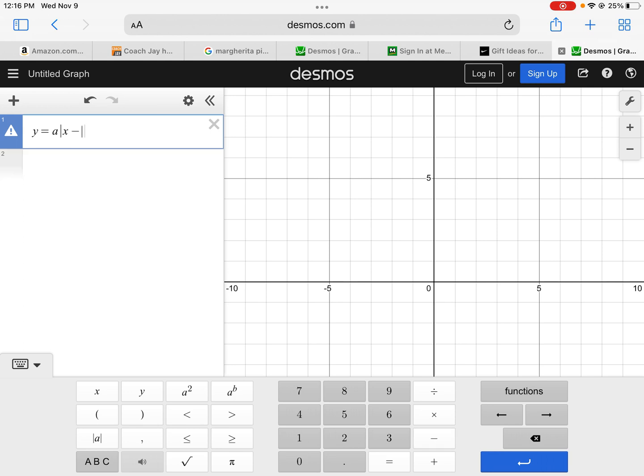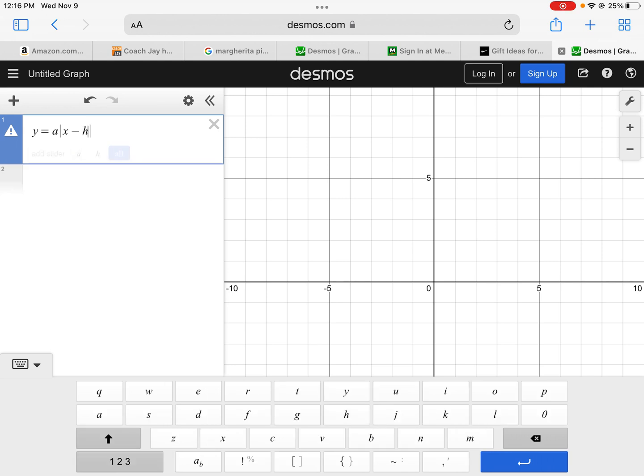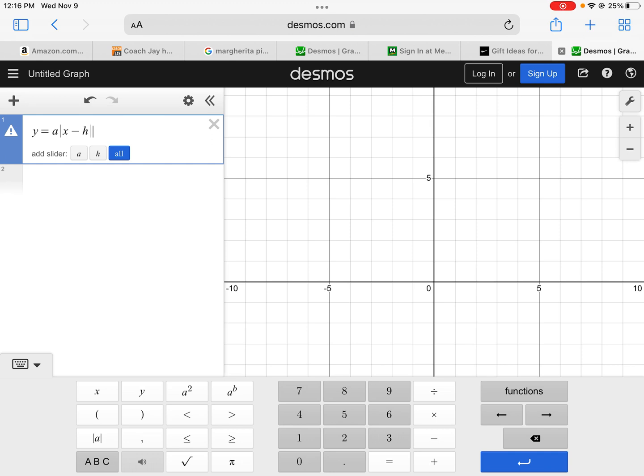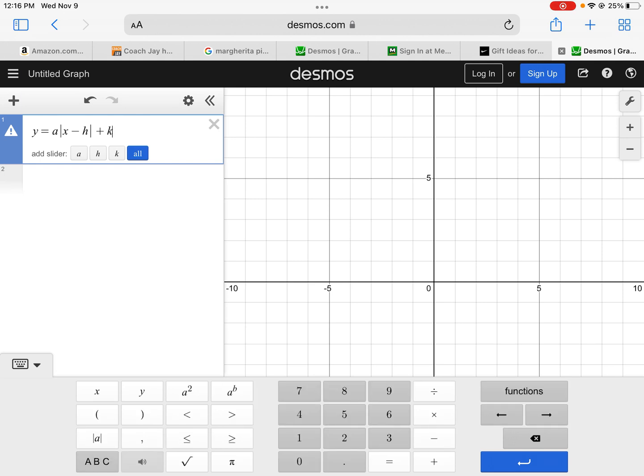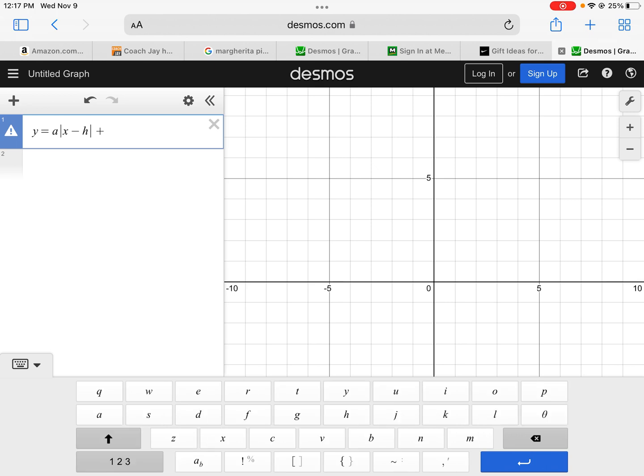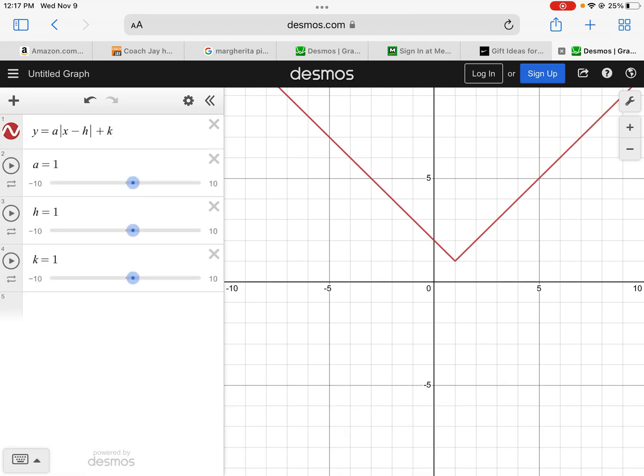And then I would type in x minus, go back to your keyboard of h, and then plus k. Make sure that plus k is outside of the absolute value bars. One way that you can do that is you can hit the right arrow underneath the functions button, or you can hit the right arrow on your keyboard, and you'd get y equals a times the absolute value of x minus h plus k.